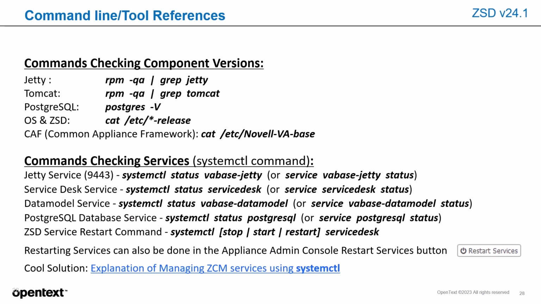These are command line tool references, some of the command lines for checking component versions for Jetty, Tomcat, Postgres, the OS, Service Desk, and so forth. And some of the commands for checking services themselves to see if they're active, started, stopped. And then there's a cool solution down here to explain managing systemctl if you're not familiar with systemctl. Remember, restarting services can be done in the appliance admin console. It's a Restart Services button.